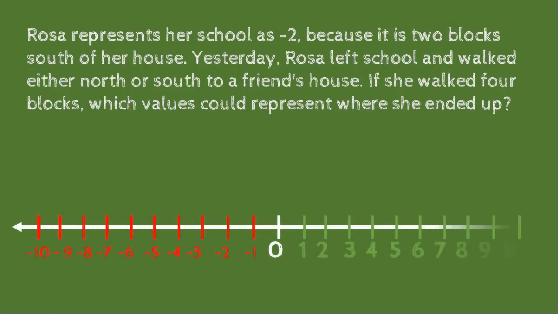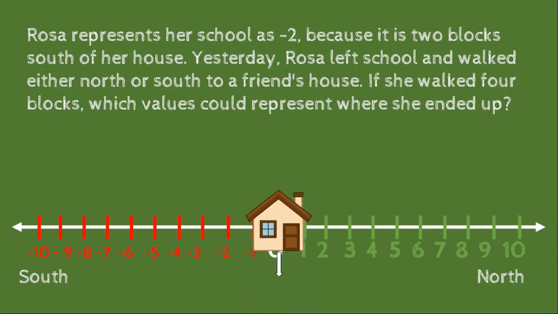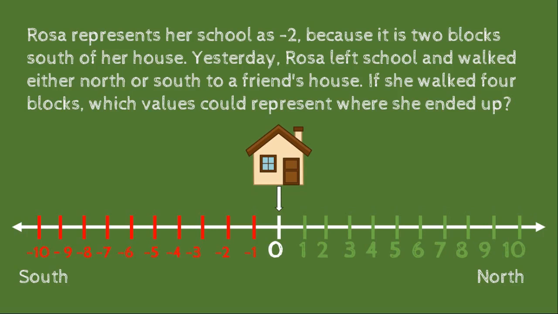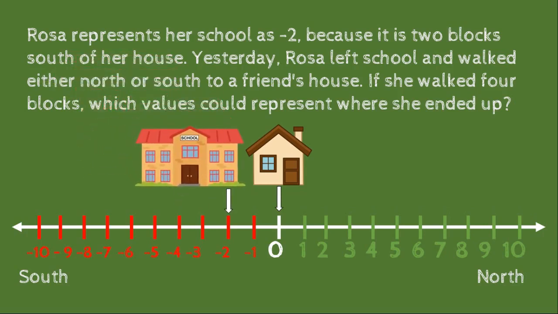So first, we draw a number line. To the left are negative numbers and to the right are positive numbers. We also know that to the left, Rosa represents south, and to the right, she represents north. She starts by placing her house at the number 0. She also tells us that she places her school at -2 because it is 2 blocks south of her house.